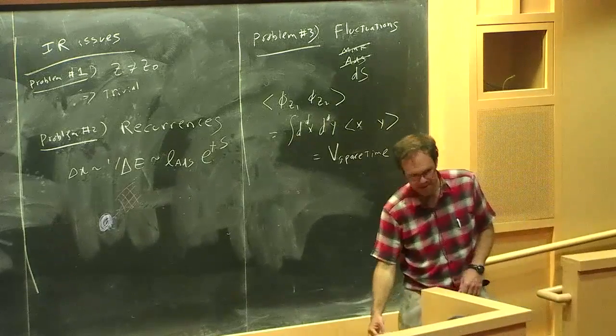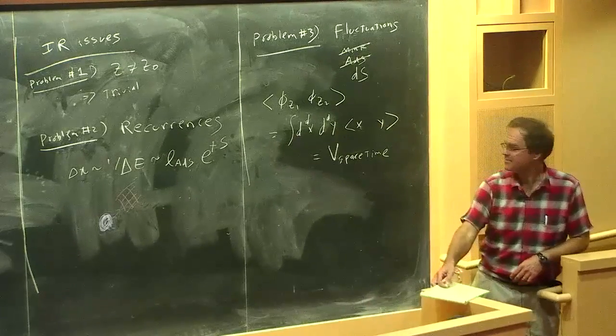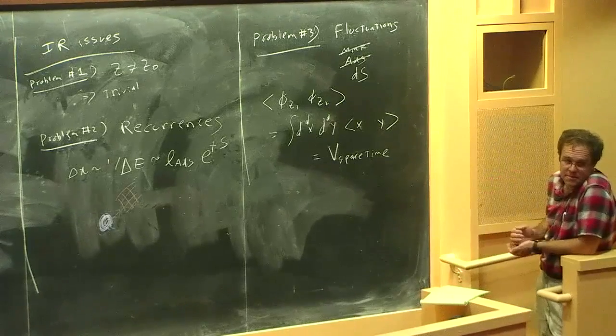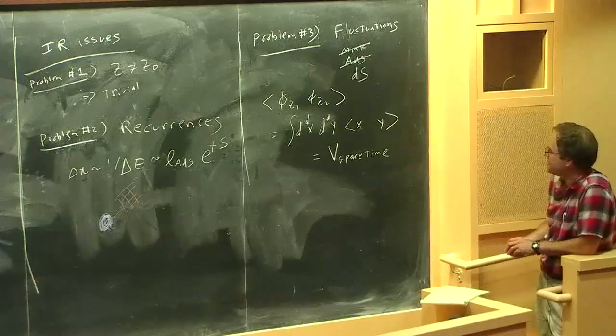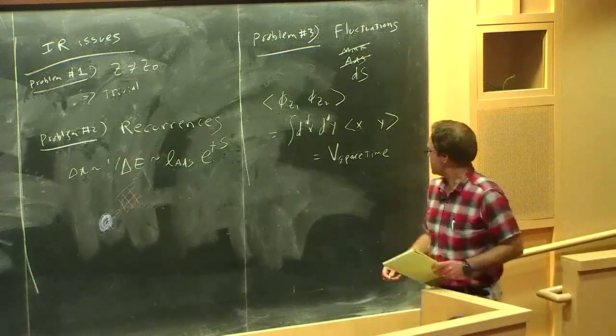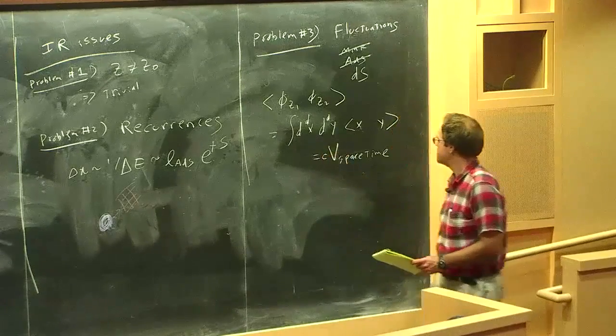Okay. What if the points are space-like separated? It's a 2-point function. It's not a commutator. There's no reason to let it vanish. Exactly. All right, so there's some coefficient here times the volume of space-time.